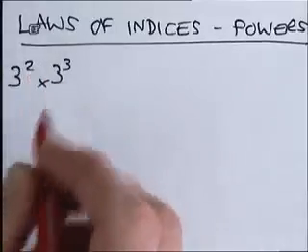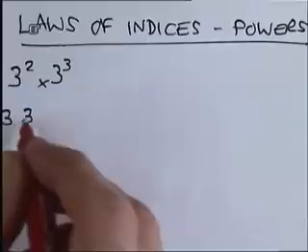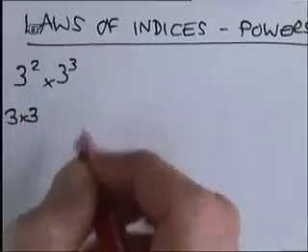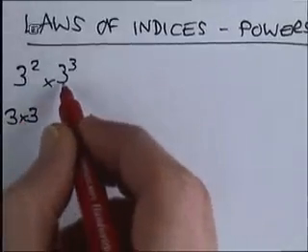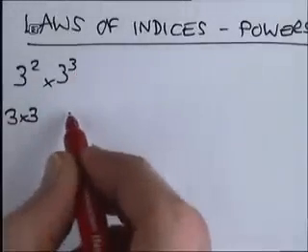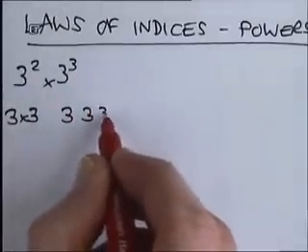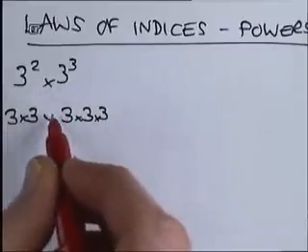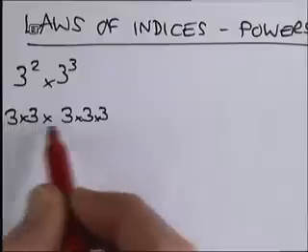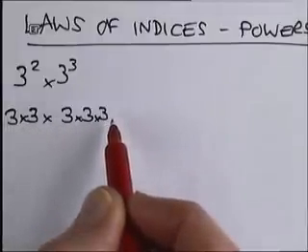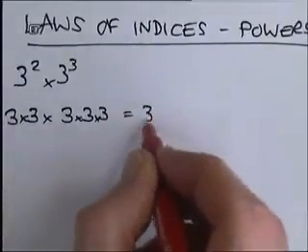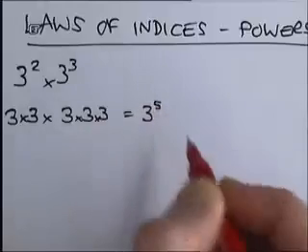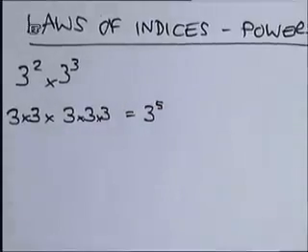3 to the power of 2 means 3 is written down twice and times together. 3 to the power of 3 means 3 is written down 3 times and times together. And in this sum, we're timesing those two bits together. So we've got 3 written down 5 times and times together. So that could be written as 3 to the power of 5.